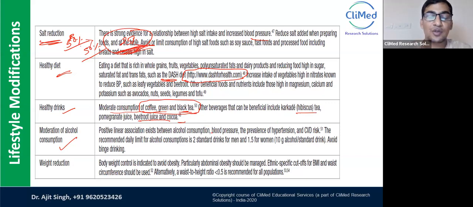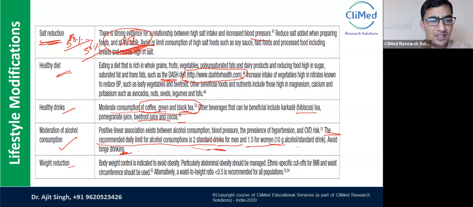Or if you are taking five standard drinks, reduce it to two standard drinks per week. Okay, per week. So here you can see the recommended limit for alcohol consumption is two standard drinks for men and one and a half standard drinks for women. Okay, that is per week, that is not every day. Avoid binge drinking, along with binge watching.